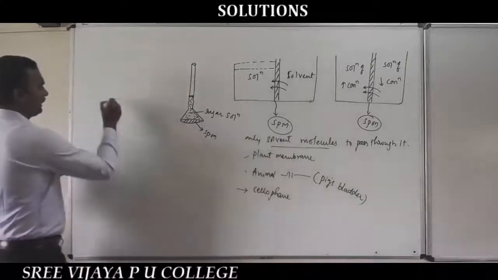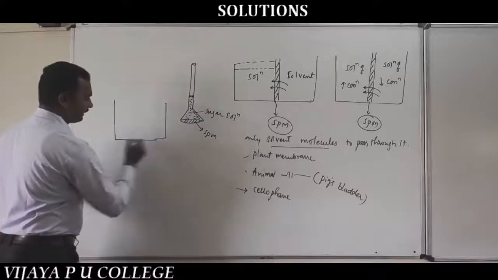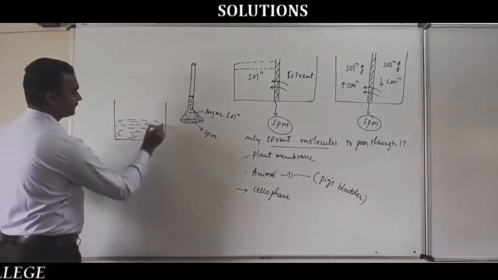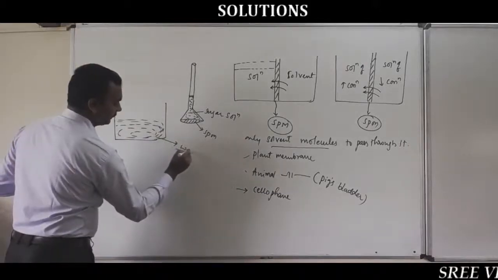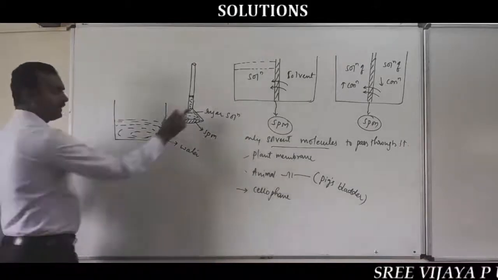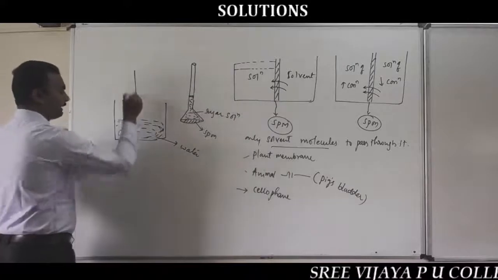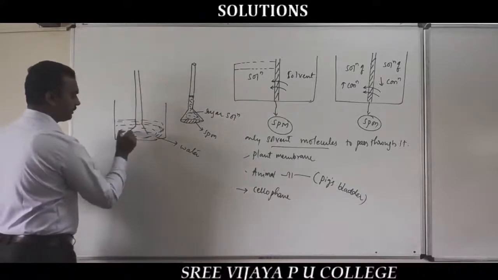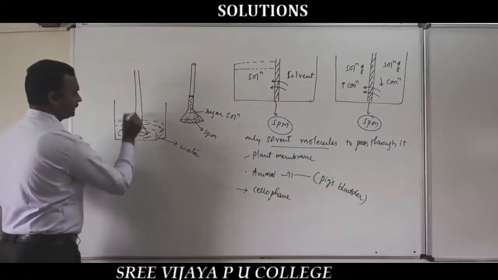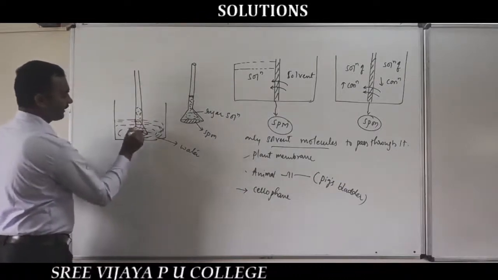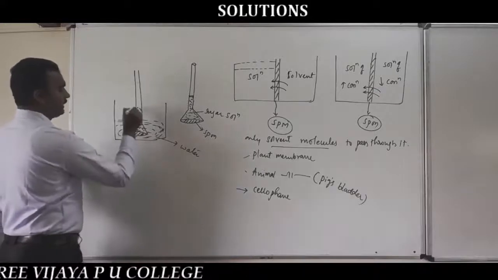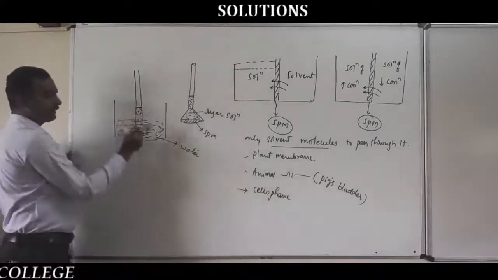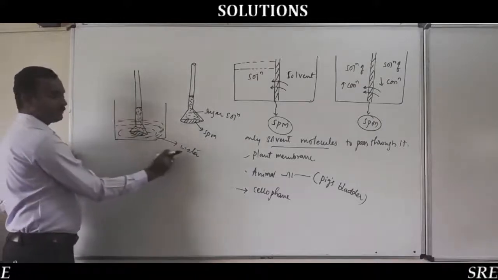This inverted funnel is placed in a beaker that consists of water. This is the water present in the beaker. This is the sugar solution inside the funnel. This is the semi-permeable membrane, and this is the level of the sugar solution. So that is placed in an inverted position in the water.